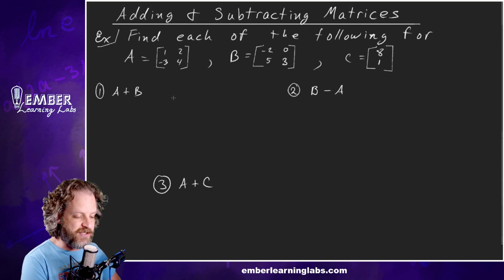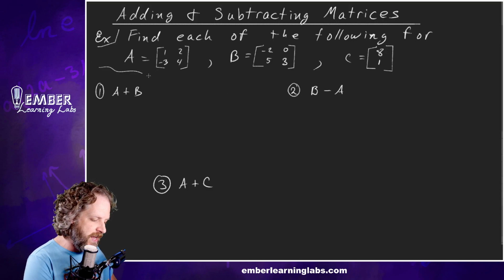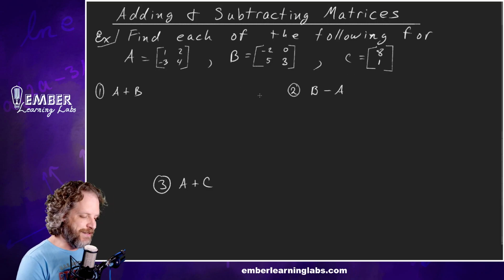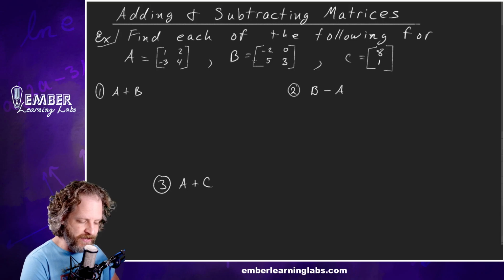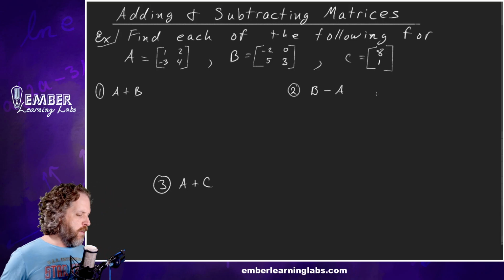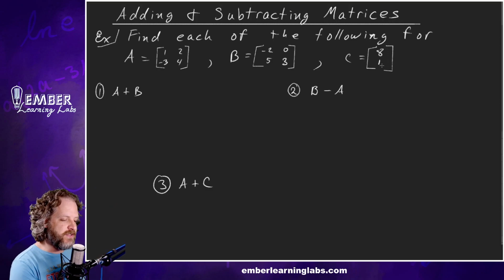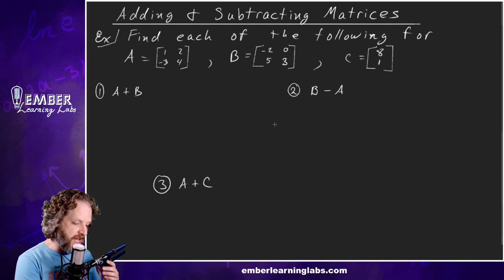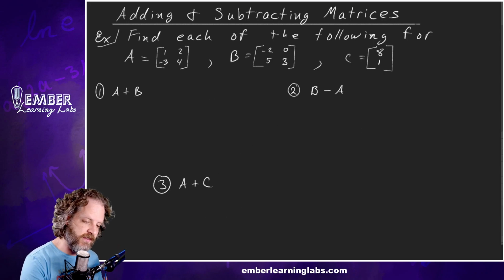So if we're going to add and subtract matrices, we've got 3 matrices. Matrices is the plural of matrix, right? So we have 3 of them. We have a 2 by 2, a 2 by 2, and a 2 by 1, right? For these matrices, we want to find each of the following: A plus B, B minus A, and A plus C.